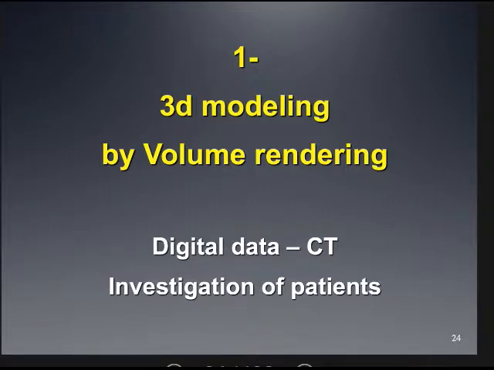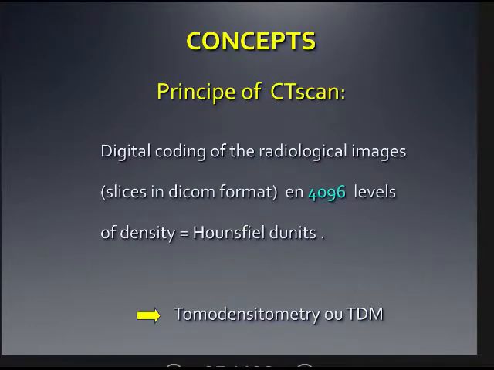Let's go to the first topic, which is 3D modeling by volume rendering, coming from CT scan. Some words about the concept of CT scan. You know that it is a digital coding of the radiological images. The slices are produced in DICOM format, and this is displaying 4,096 levels of density, which we call the Hounsfield units.